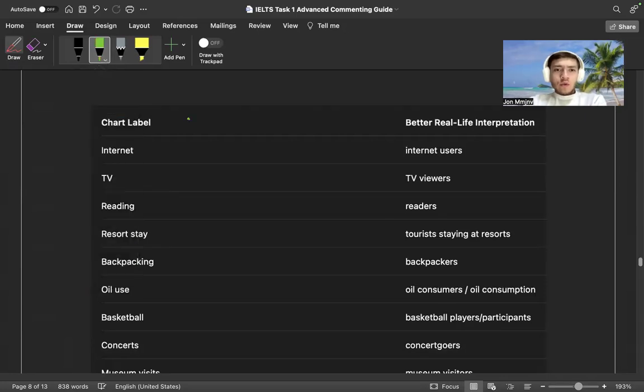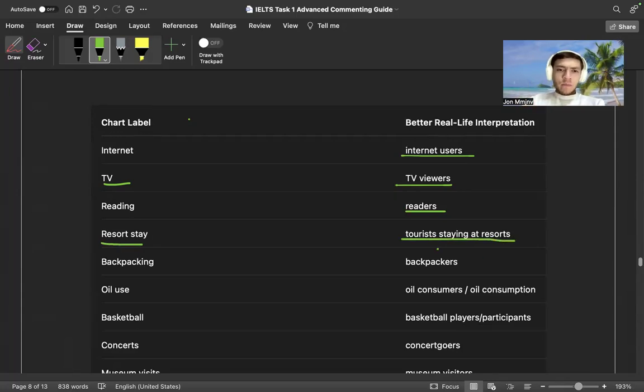GPT recommended using these strategies. Instead of internet, you should say internet users, right? Internet doesn't increase or decrease. So you use your logic after writing. What am I actually doing, right? TV. TV doesn't increase nor decrease, right? Reading, readers. Resort stay, tourists staying at resorts.